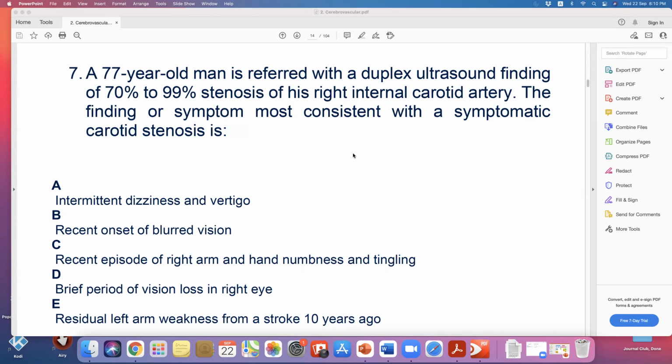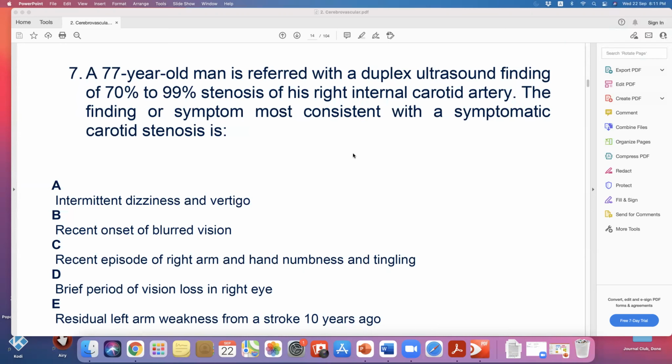Okay. Then let's see, a recent episode of right arm and hand numbness and tingling. Yeah, it could be like there is subclavian stenosis, not right. No, let's go slowly. This is a right internal carotid stenosis, right? Numbness and weakness in the arm will be on the right or left arm? In carotid stenosis, if he has a right carotid stenosis, it's the other arm, correct? So if the patient has right stenosis, the symptoms will be on the left side.